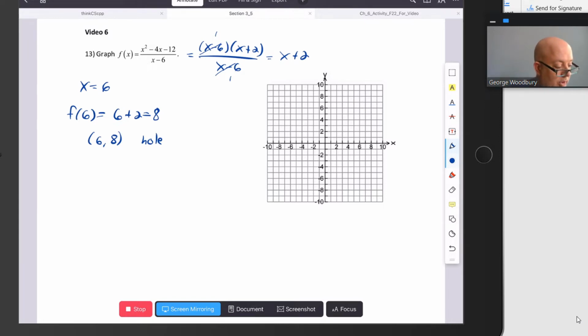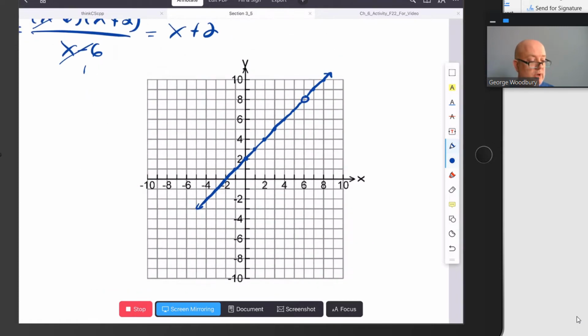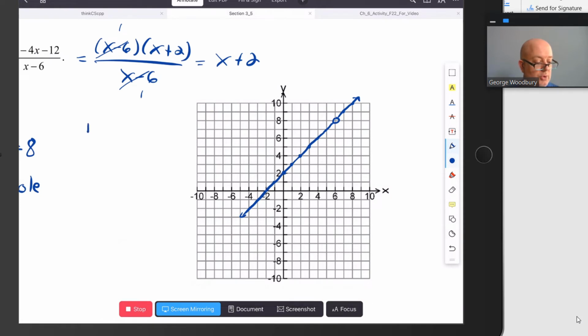So first I'm going to put the hole on the graph at (6, 8). And then the function was x plus 2, so that's a y-intercept of 2, up 1, 1 to the right, up 1, 1 to the right, and so on, continuing to the left. Anyway, we get a graph that looks like this with that hole shown.